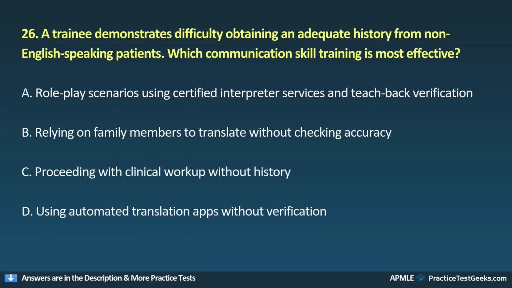26. A trainee demonstrates difficulty obtaining an adequate history from non-English speaking patients. Which communication skill training is most effective? A. Role-play scenarios using certified interpreter services and teach-back verification. B. Relying on family members to translate without checking accuracy. C. Proceeding with clinical workup without history. D. Using automated translation apps without verification.